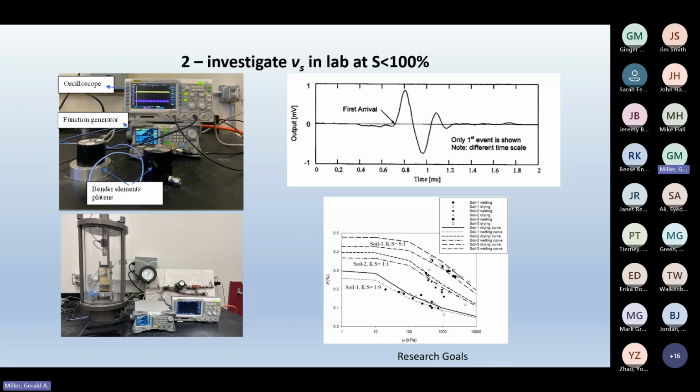And then down in the bottom, you detect that wave, and you can use an oscilloscope to look at your waves, get your first arrival times, and calculate the shear wave velocity based on arrival time.